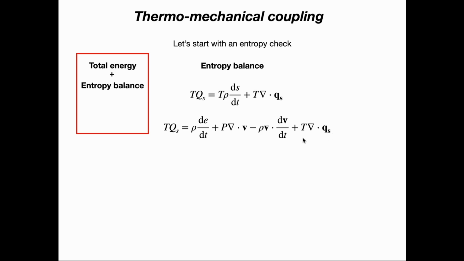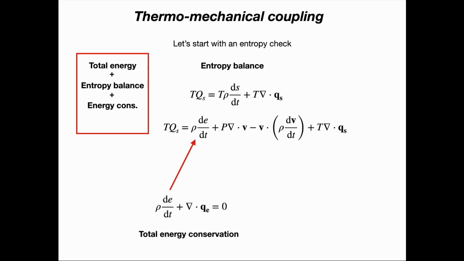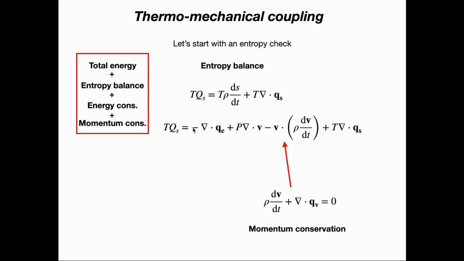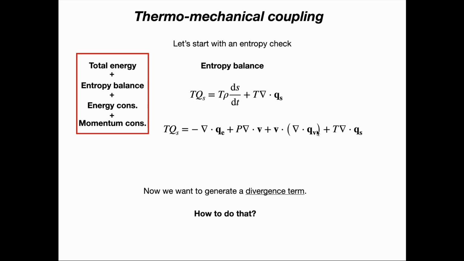And we have the term T times divergence QS. So we have this entire equation for the production right now. And what are we going to do? We are going to identify the conservation of total energy in order to simplify rho dE dt, which is in this term, and introduce the divergence of the energy flux. So this is done. We have now minus divergence of QE. And now one can identify rho dV dt and use the momentum conservation equation to introduce minus the divergence of the momentum flux. Let's do that. Here we are. Divergence of momentum flux, divergence of total energy.